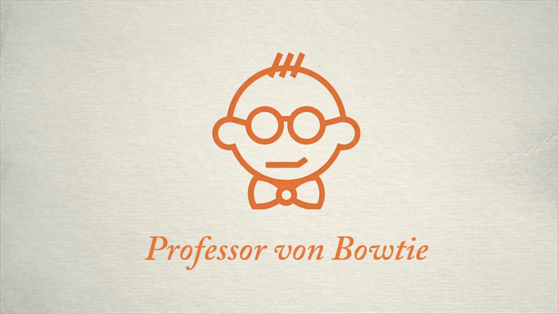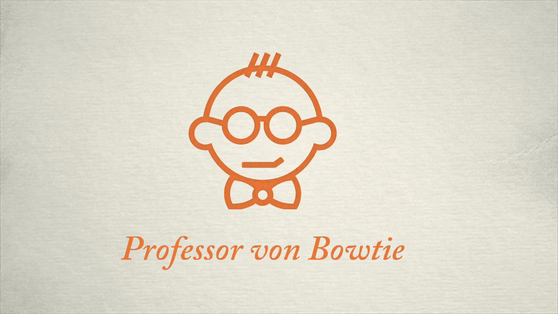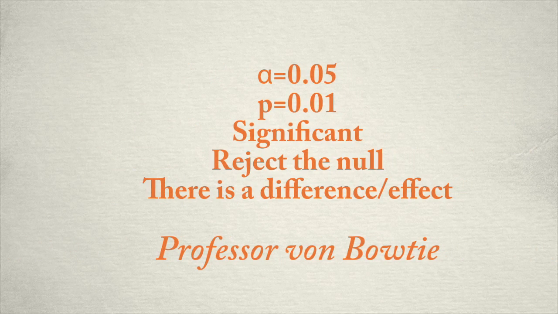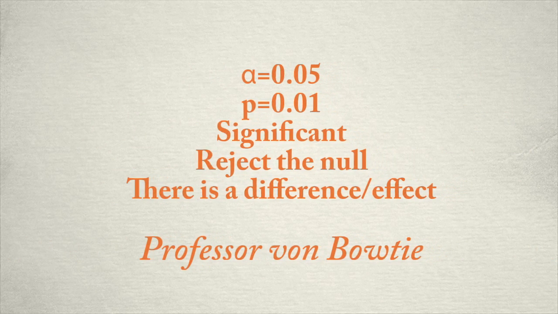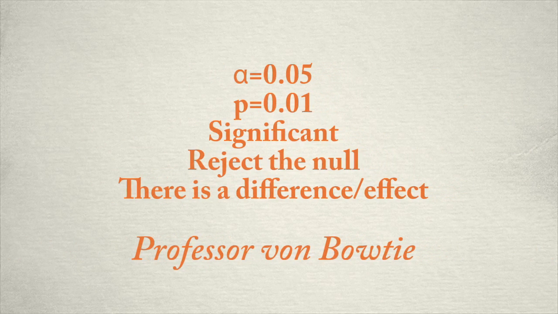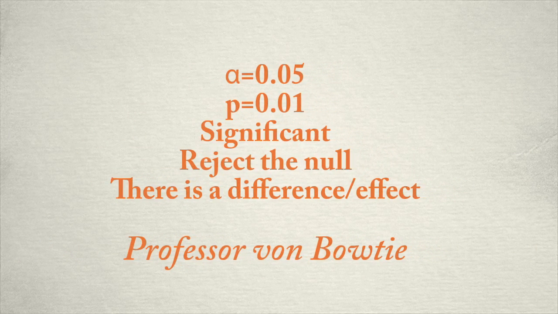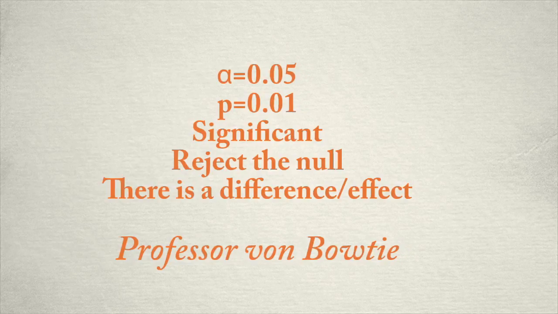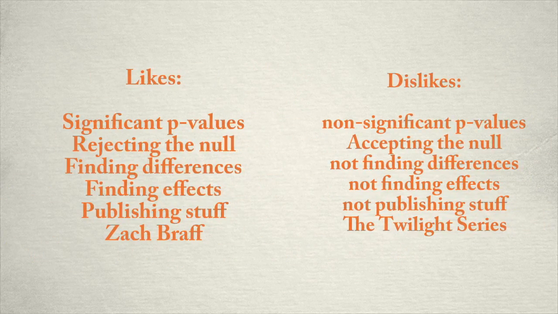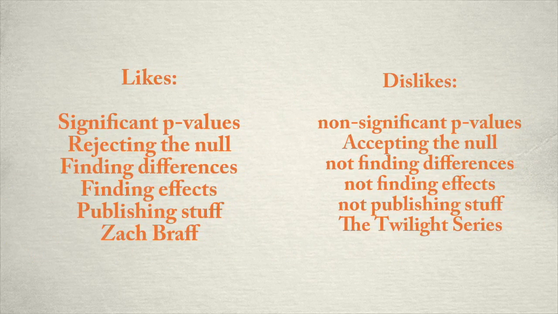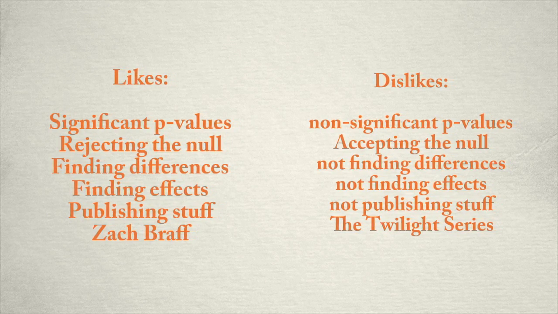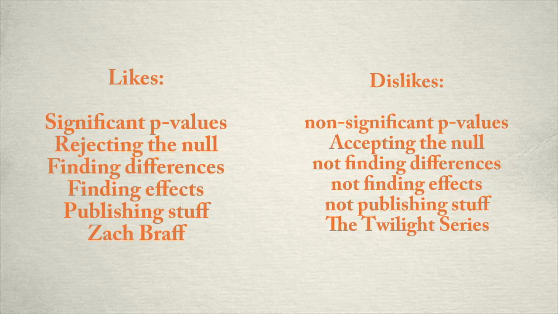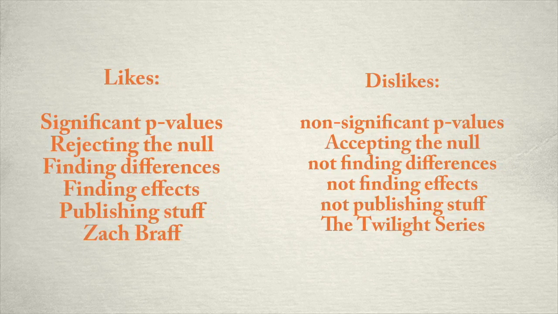Let's think about this in terms of Professor von Bowtie and his happiness. If alpha was 0.05 and p was 0.01, this is significant. We would reject the null hypothesis. That means there is a difference or an effect. This makes Professor von Bowtie very happy. When the professor finds a significant p-value, he has a greater chance of publishing his research. So he wants to find significant p-values. He wants to reject the null. He wants to find differences and find significant effects.